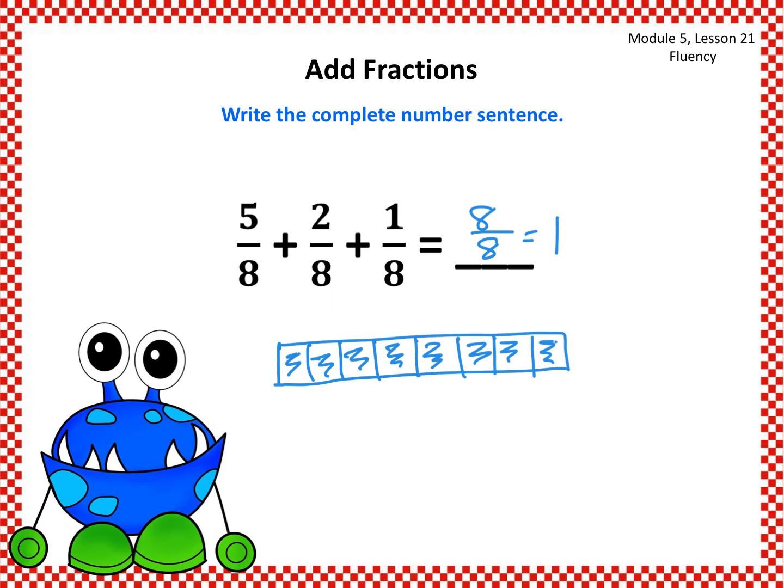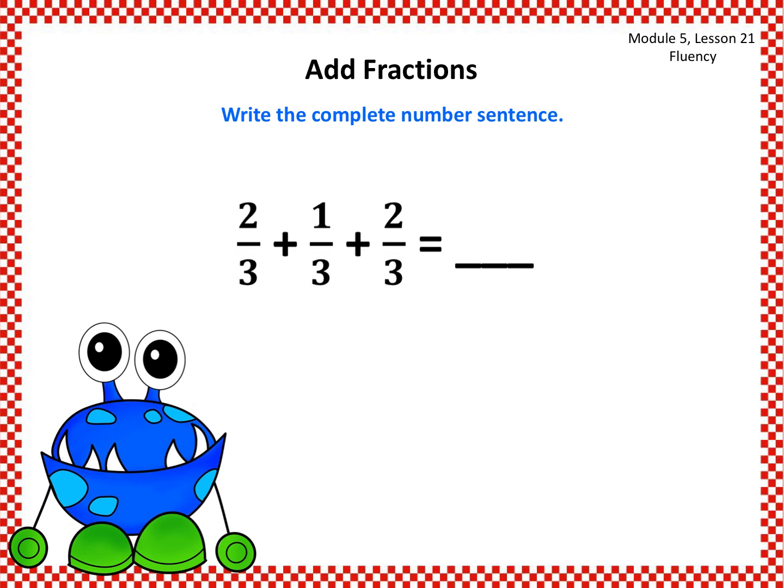And that's the reason also why we have to have the same denominator for all of them in order to add them together. So there's that. And then this last one, we have all in thirds. So go ahead and complete that. 3, the denominator, and 2 plus 1 is 3 plus 2 is 5.